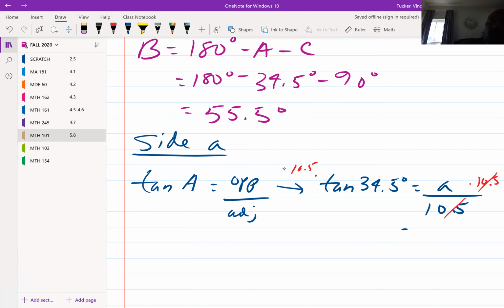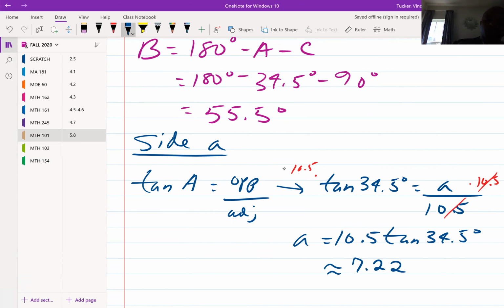Let me make myself more room. When you throw this in the calculator, make sure your calculator is set for degrees, not radians. And that would be approximately 7.22.